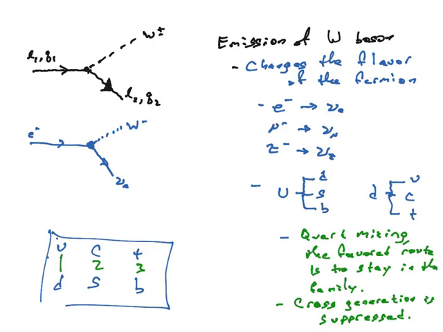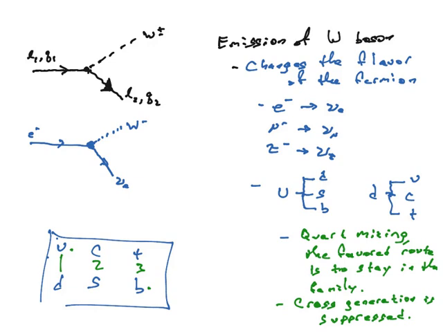So if you cross generation, it's suppressed, it's less likely. Double cross, so going from up all the way to bottom, the third generation, that's called doubly crossed. Well, it's doubly suppressed. It's even less likely.